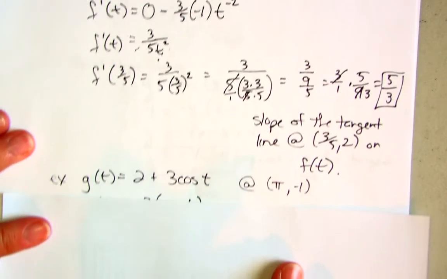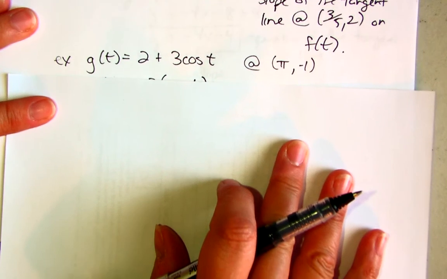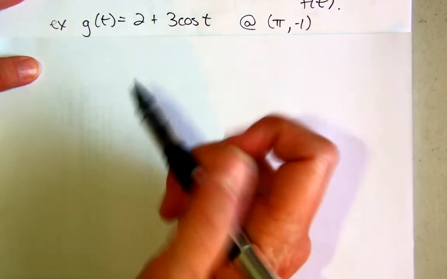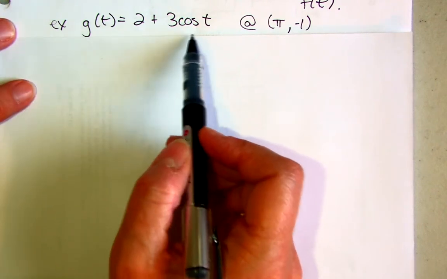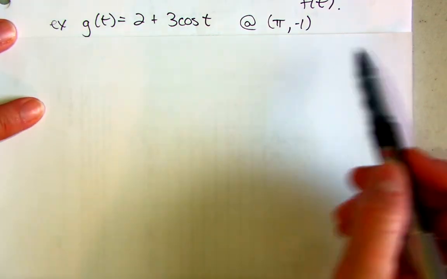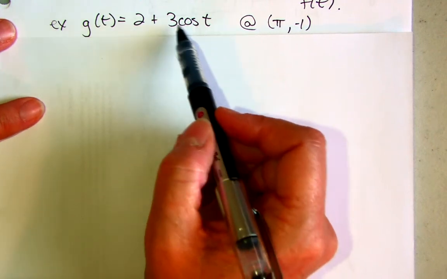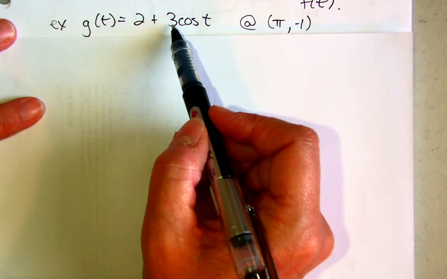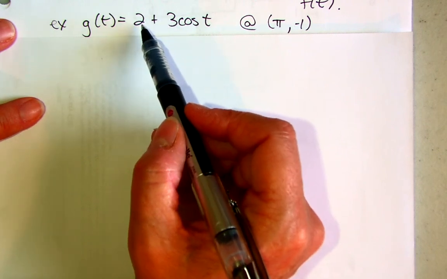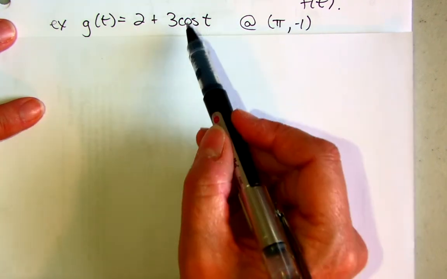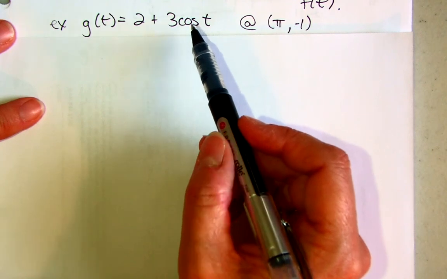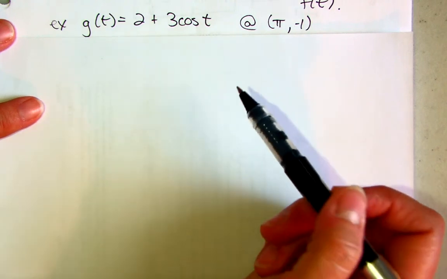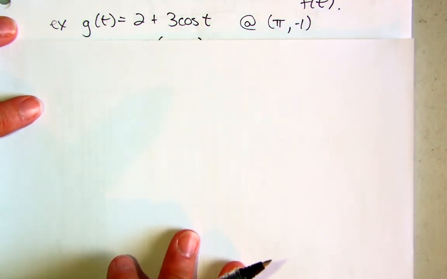Let's do a trig one. I have some function g of t equals 2 plus 3 cosine t. So this is some function. Who knows? Well, actually we do know. We know what cosine function looks like. Then it's been vertically stretched by 3, and then it's been vertically translated up 2 units. Well, this point lives on this function, and I want to find the slope of the tangent line to this graph at this point. But not with the limit definition. I want to use the rules of differentiation.